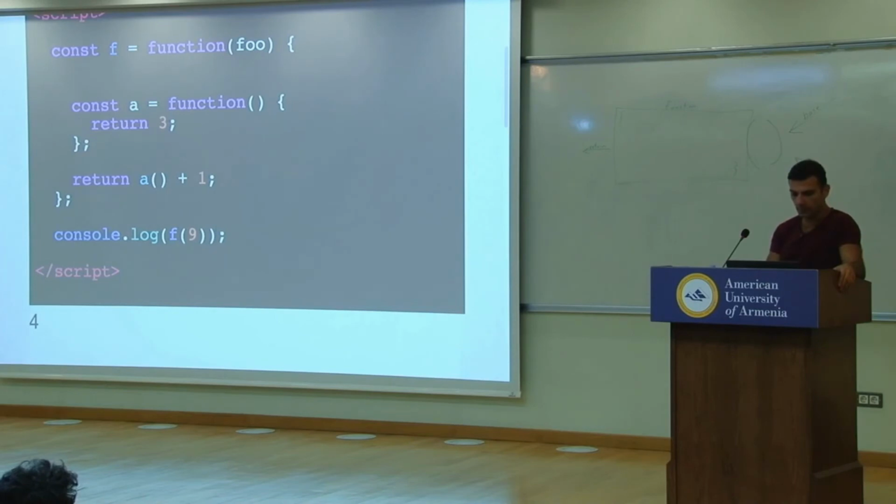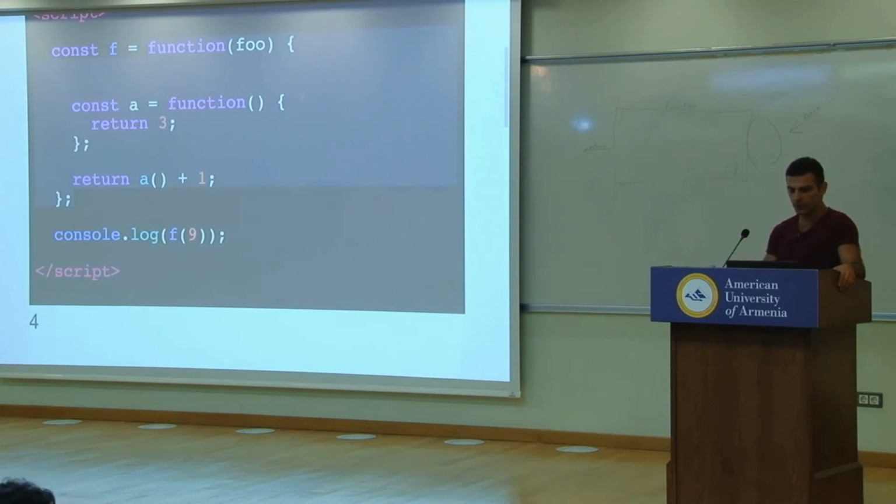Interesting. Why did I get a 4? I passed a 9 in here. Because it doesn't take values. Yeah, foo is not even used. Look, foo is 9, but it returns calling a, which is 3, plus 1, which is 4. It doesn't even use foo. That's okay. But notice something interesting here. What I've done is I've made a function inside of my function. I made a box inside of my box. Matroshka.